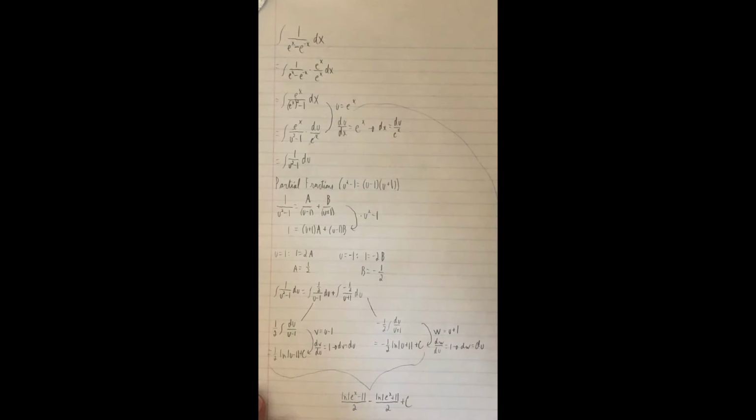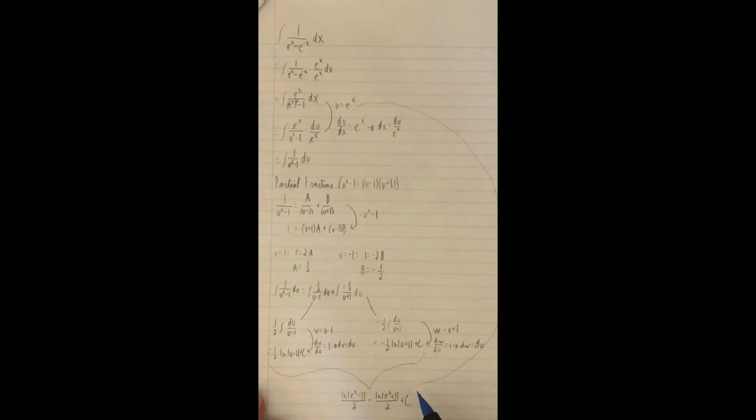So u is equal to e to the x. I bring this substitution all the way down here, and then I undo the substitution. So I have ln of absolute value of e to the x minus 1 over 2, minus ln of absolute value of e to the x plus 1 over 2, and then plus c.